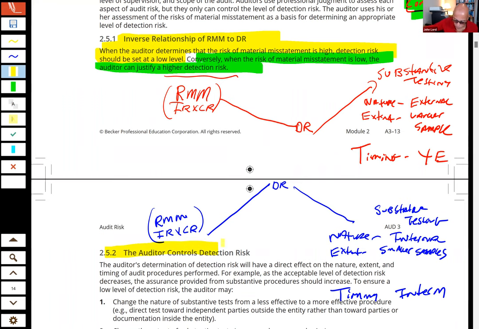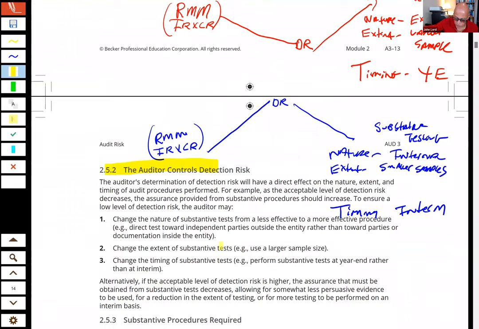Okay. So the auditor can change the nature of a substantive test from a less effective to more effective procedure, okay? For example, parties outside, okay? To ensure a low level of detection risk. So everything that's here is talking about how to lower detection risk.